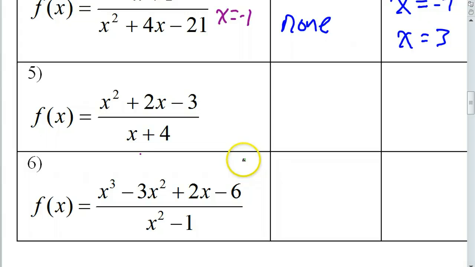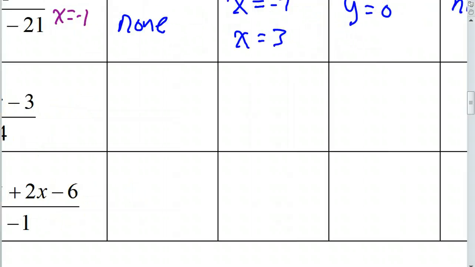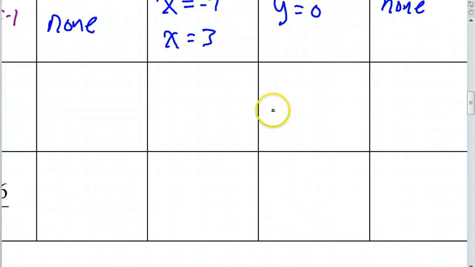Okay, so picking up here with number 5. Again, I like to do the horizontal asymptote first. What's the horizontal asymptote going to be on this problem? Ah, see, it was a trick question, and you're not fooled. You won't have a horizontal asymptote if the top degree is higher than the bottom. So under horizontal asymptote, you're going to put none.